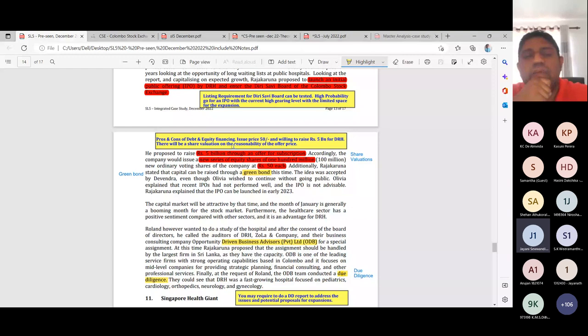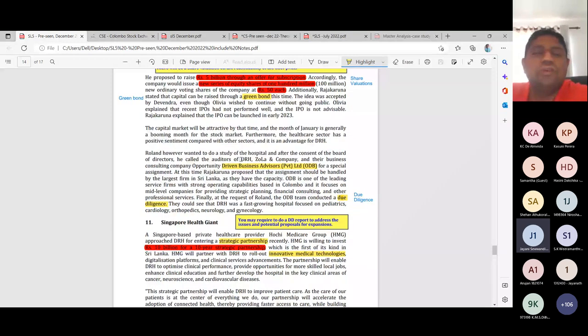Yes, your point is correct, actually. Otherwise, it will not be practical because you have to adhere to these SEC rules also, no? Yes. He proposed to raise $5 billion through an offer for subscriptions. Now, accordingly, the company would issue a new series of equity shares of 100 million new ordinary shares of the company at 50 each.